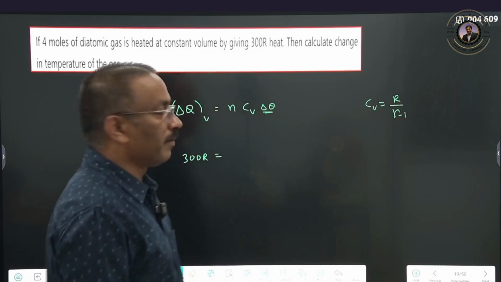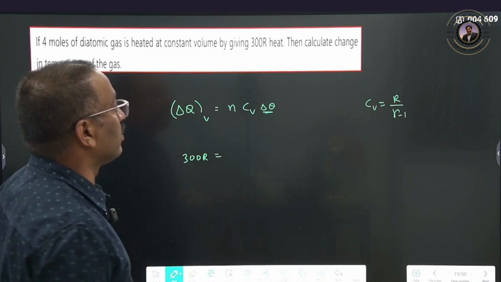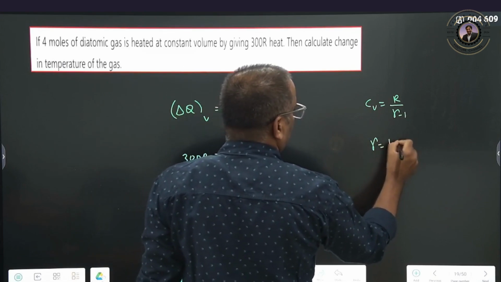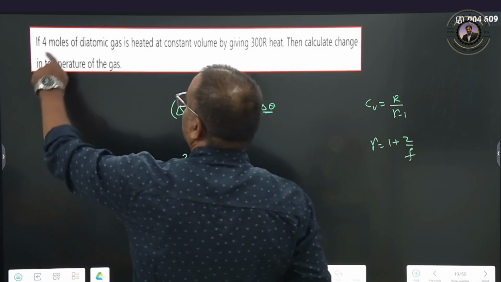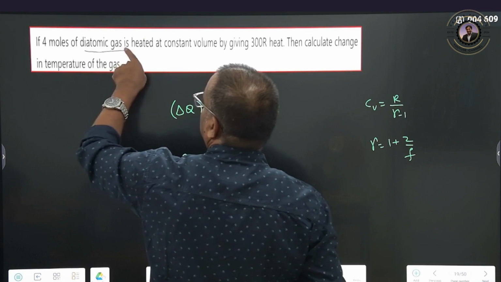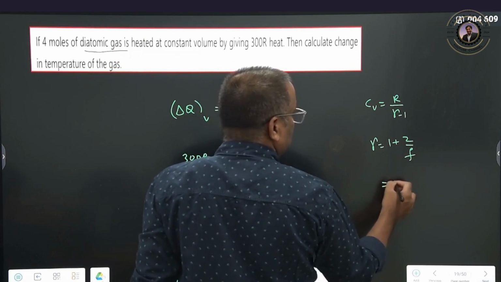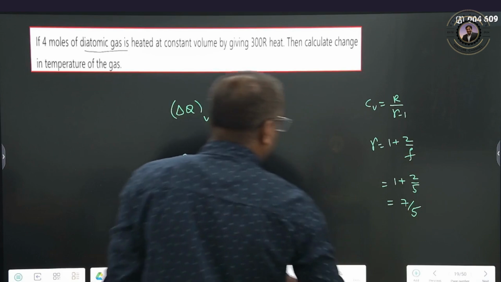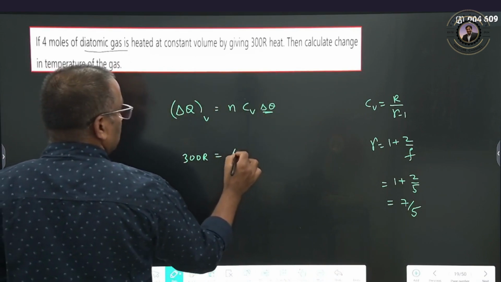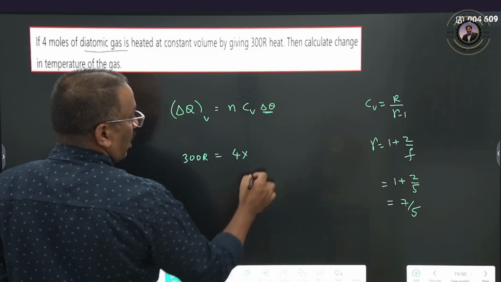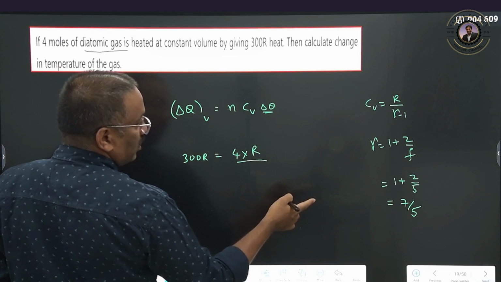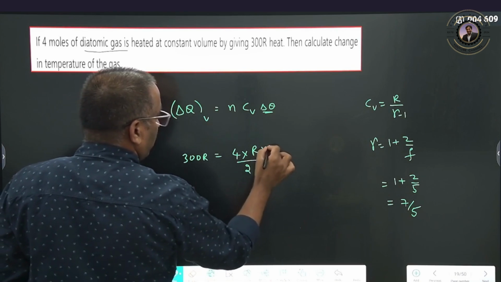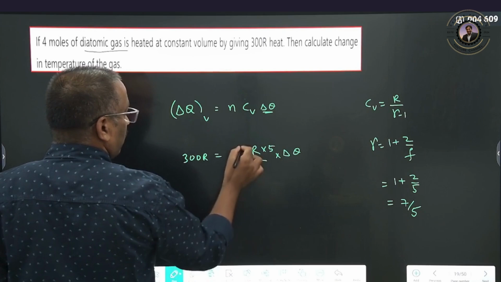Clear? Right? Now gamma is equal to 1 plus 2 by f. What is given? This is your diatomic gas. Diatomic gas means degrees of freedom is 5, so 2 by 5, therefore gamma is 7 by 5. Clear? So we can write 4 moles, as given, into Cv value, which is R by gamma minus 1. Gamma minus 1 means 7 by 5 minus 1, which is 2 by 5, into 5 into delta theta. Clear?